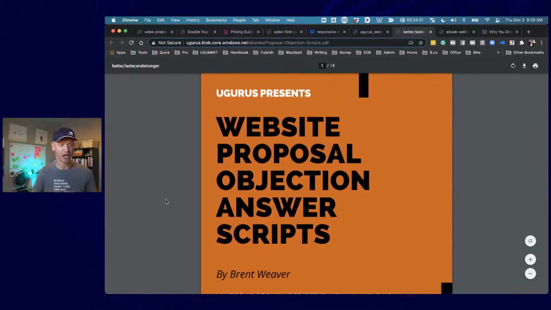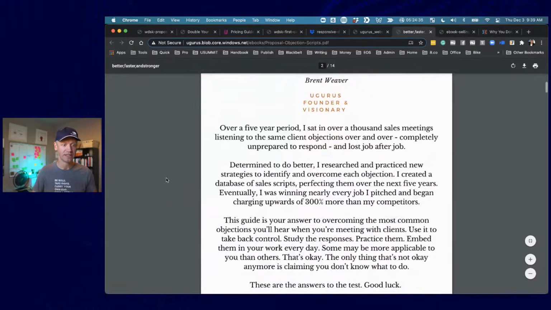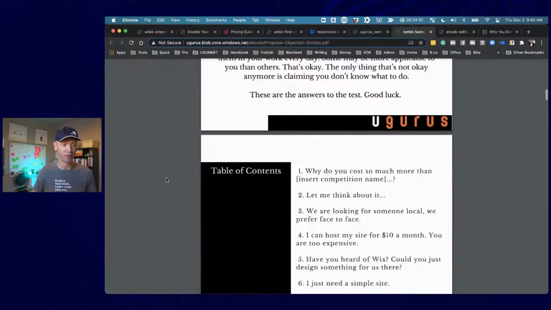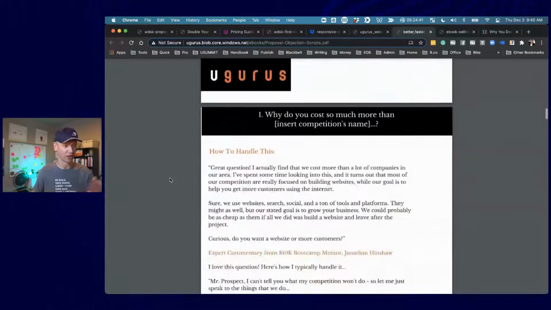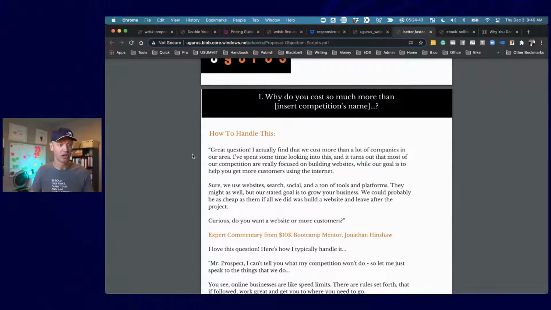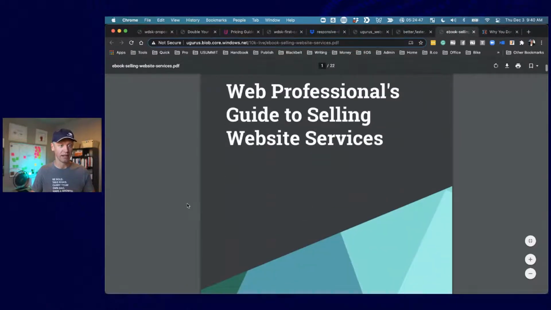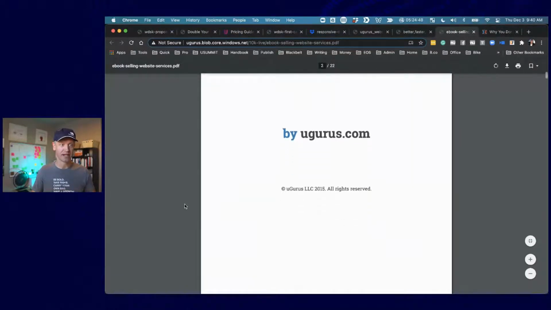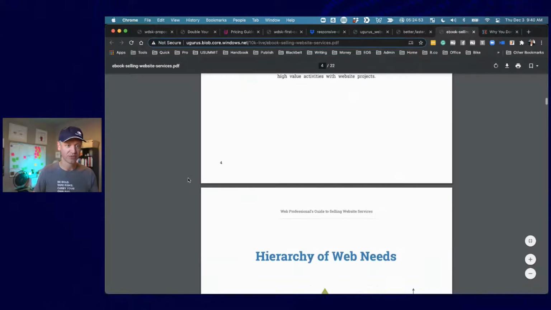Website proposal objection answer script. So I had a document of written objections for selling websites. This was an internal document, and so we just took that Google Doc, we prettied it up a smidge, and we put it out there as a lead magnet. This is a website selling services document. Let's see here, this one.